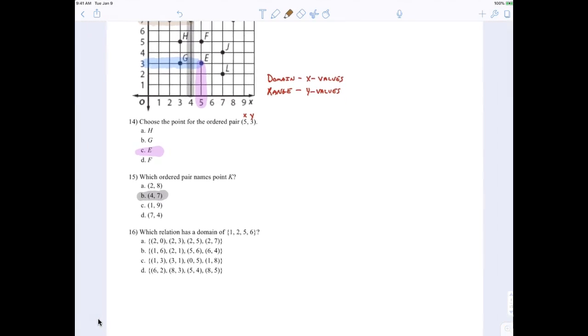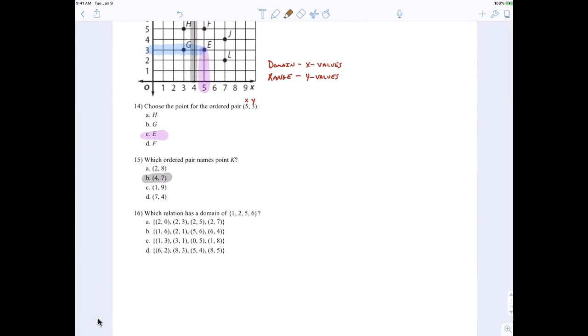All right, now, here was the hard one. So it's just the X value, right? All we're doing is looking for the X values. Which one of these, A, B, C, or D, has 1, 2, 5, 6 with the X values? B. Everybody look at B. Let's see if he's right.